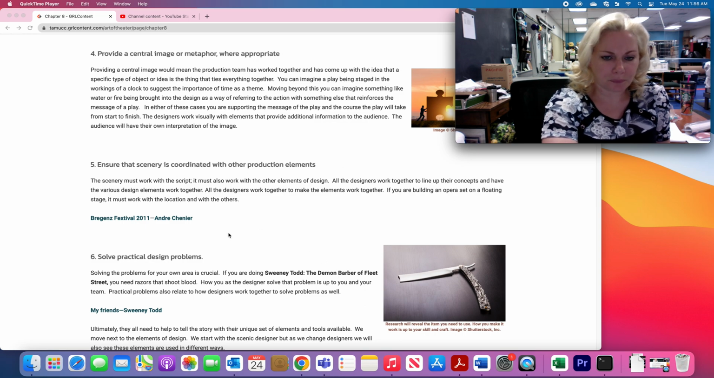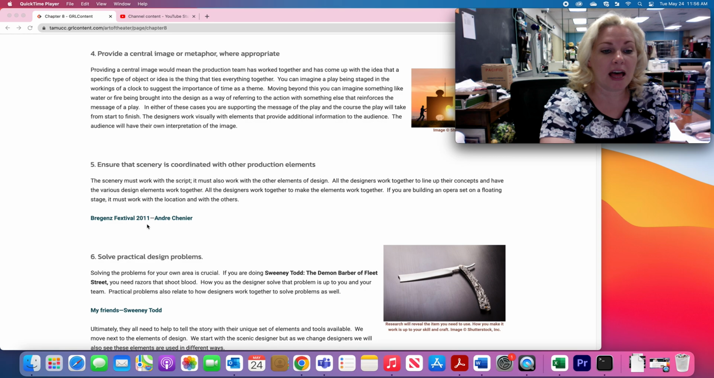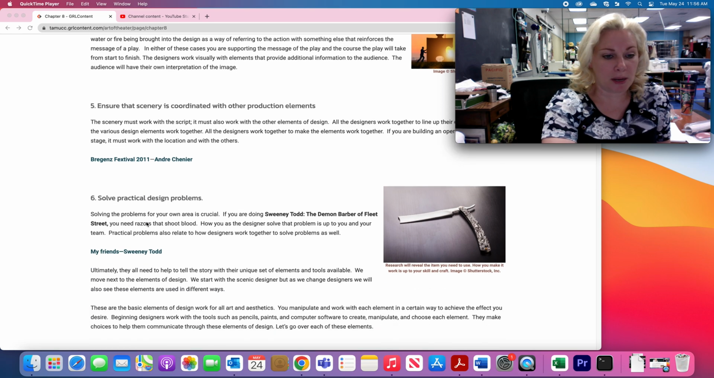Now, making sure that, again, the scenery coordinates with the other production elements. This link right here does not work anymore. If you're really interested, let me know. I will dig it up for you. It's not anything you're going to be tested on, just extra information.